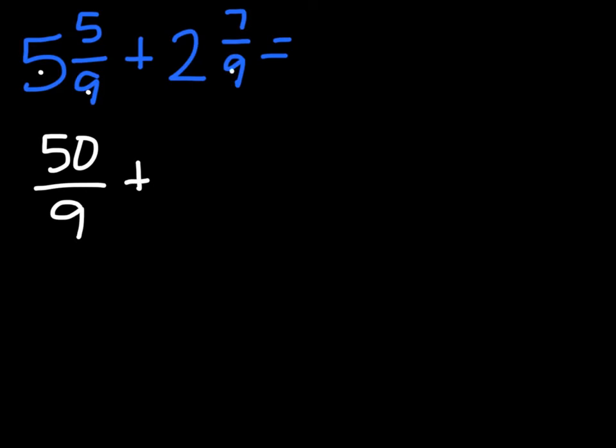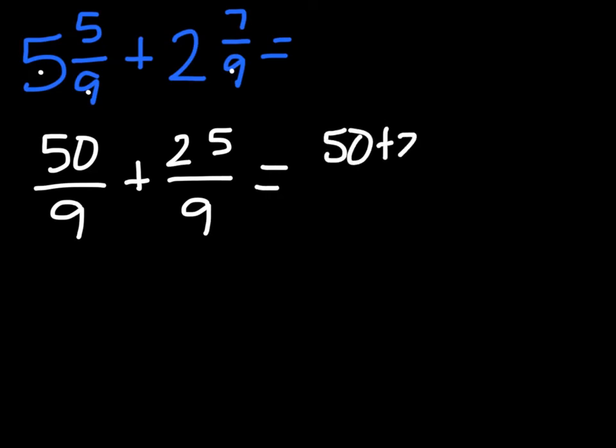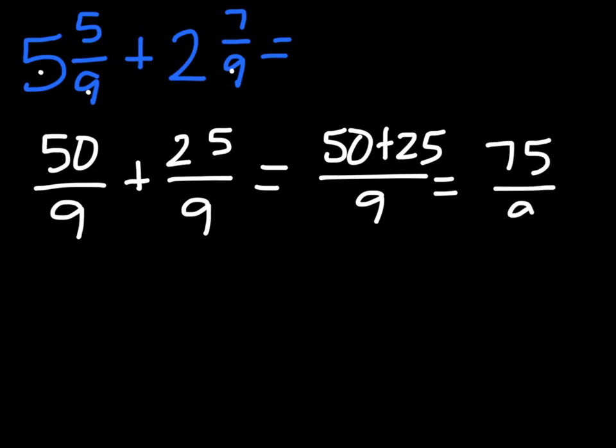2 times 9 is 18, plus 7 is 25. We put it back over our original denominator, which is 9. Now we add 50 plus 25 over 9, or 75/9. To finish up this problem, we first reduce. Both 75 and 9 are divisible by 3, so we'll rewrite this as 25/3.